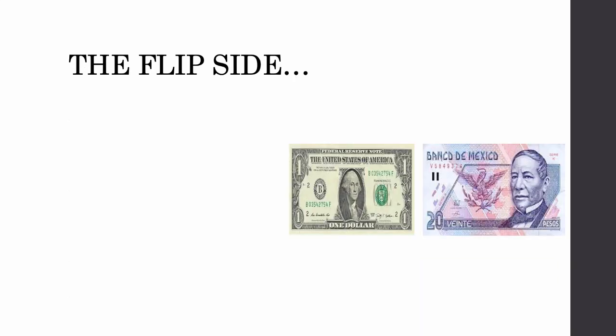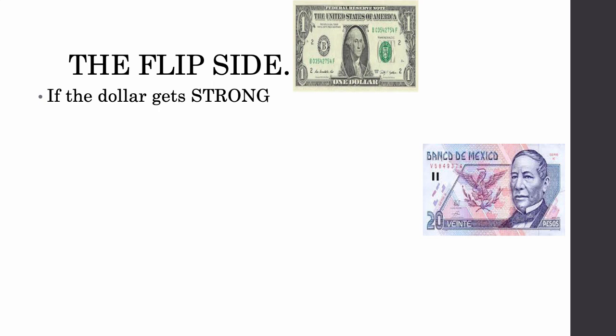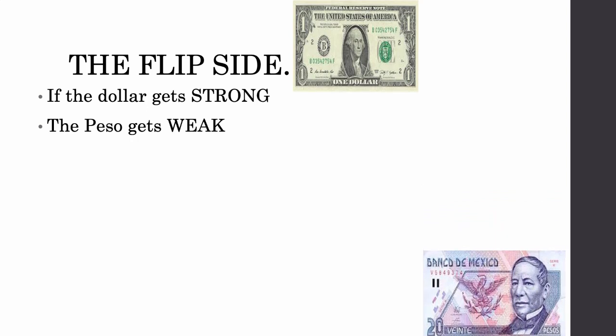But that's just the US side. Remember, there's always 2 sides to the trade coin, and there's 2 sides to the foreign exchange coin as well. So if we have the dollar getting stronger against the peso, that necessarily means that the peso is getting weaker. So if the dollar can buy more pesos, that means the peso getting weaker can buy fewer dollars.